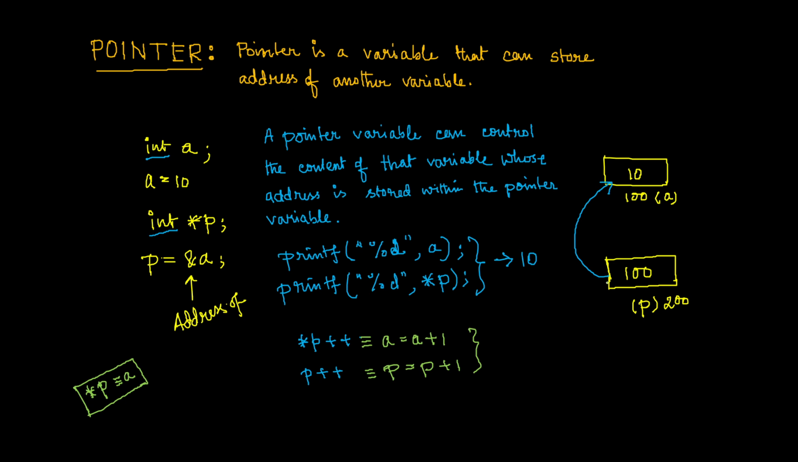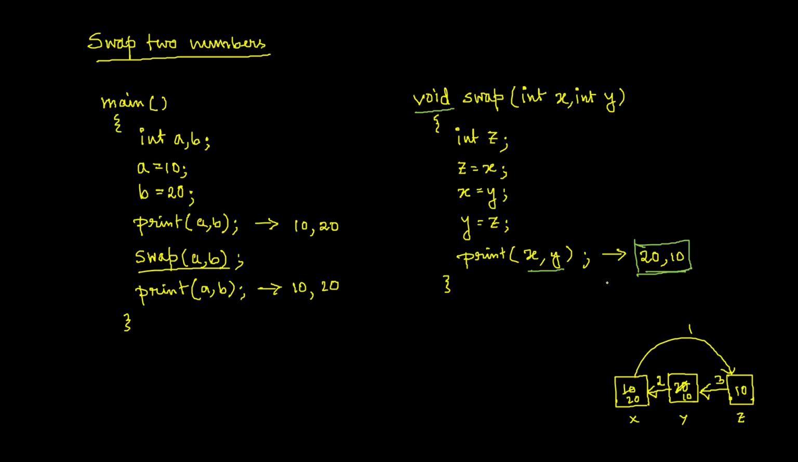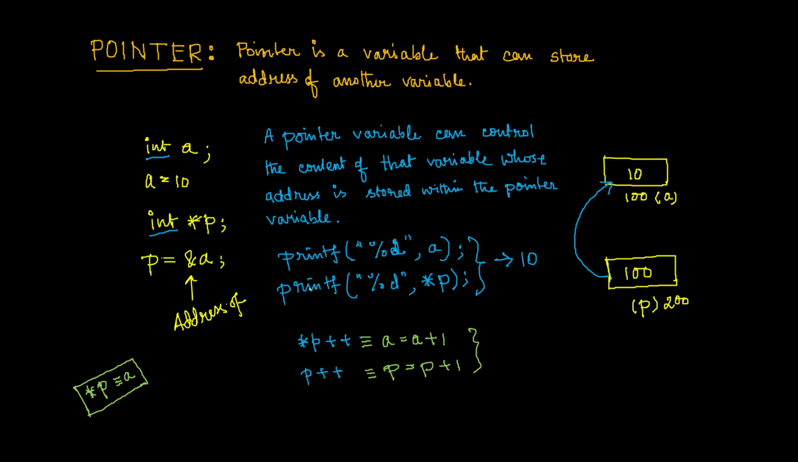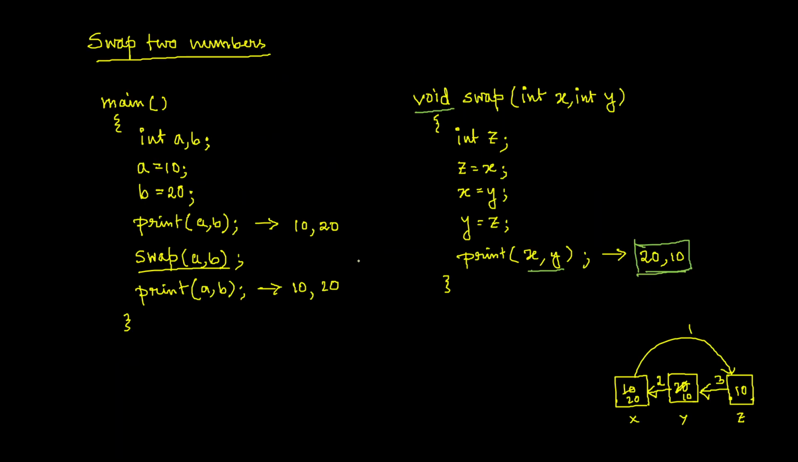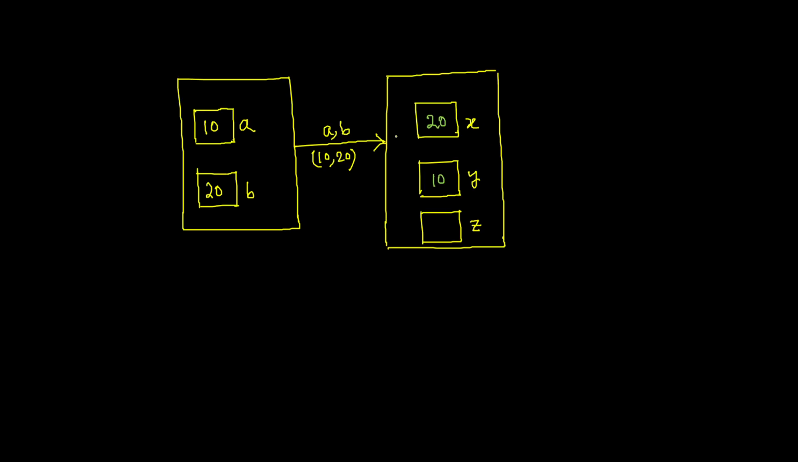Now, let's see how we can break the problem of scope. In this particular case, we have seen that it's not possible to have a swap function where I can print the swapped value within the main function. It is not possible, at least till now. But now, since we have an idea about pointers, we can resolve this using a pointer variable. We can see that we are passing the values of A and B, right?